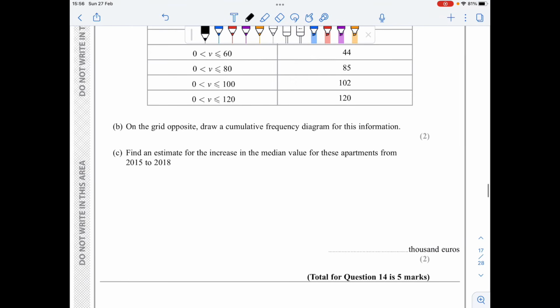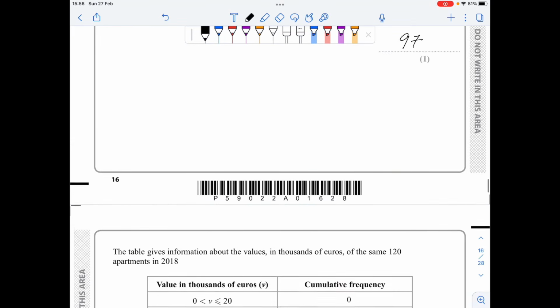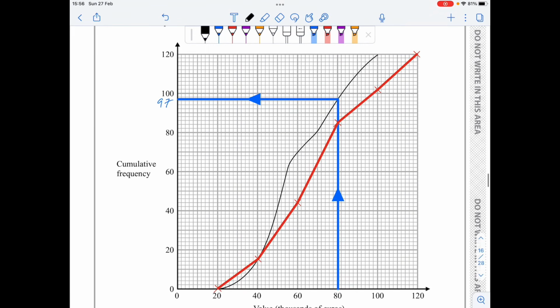For part C, I need to find an estimate for the increase in the median for the value of these apartments from 2015 to 2018. I've got 120 of them. If I divide by 2, that's 60. So I'm going to go on the graph, locate 60 on the y-axis, and find the corresponding values.